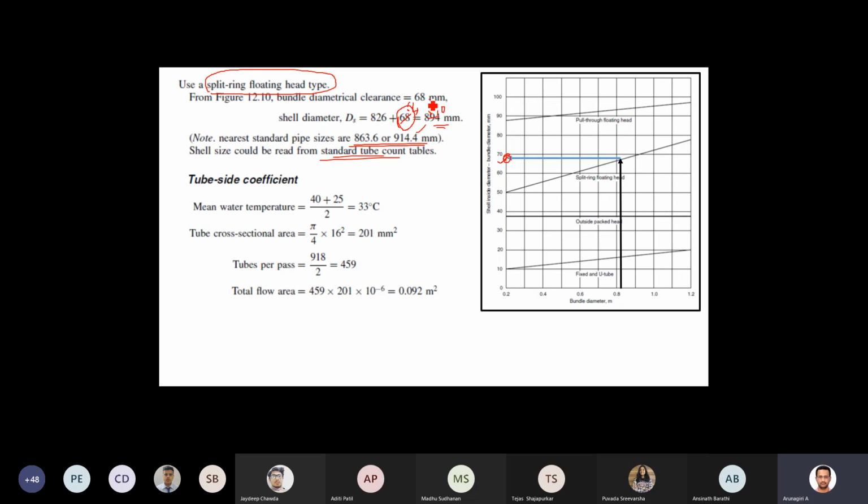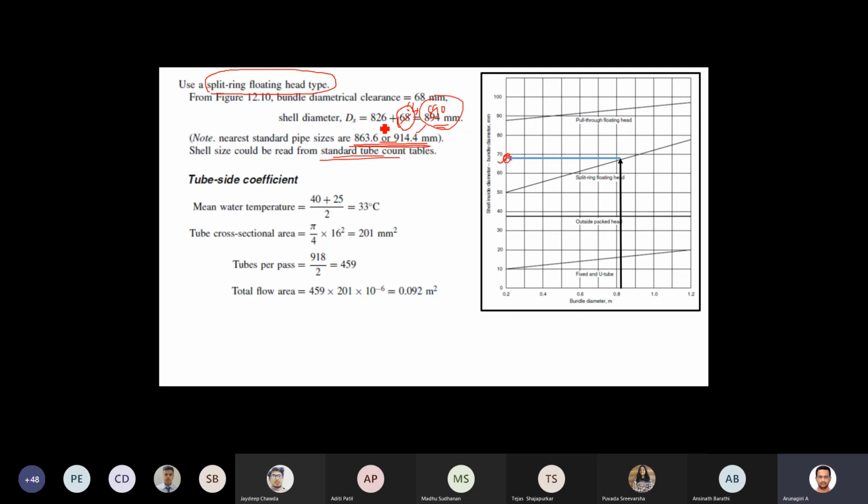So here you are getting 890 mm. So this is the range, correct? The average of this you will get approximately the same thing, 890. So 864 plus 914 divided by 2, you will get 890 approximately. Okay, the same thing.